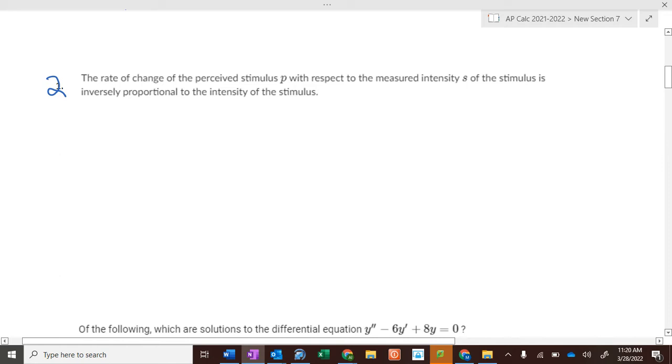All right. The rate of change of a perceived stimulus, P, with respect to the measured intensity, S, of a stimulus, is inversely proportional to the intensity of the stimulus. How do we write this out as a differential equation? dP over dS equals. You need a k. P is over here, the effect of the stimulus over S, because it's inversely proportional.